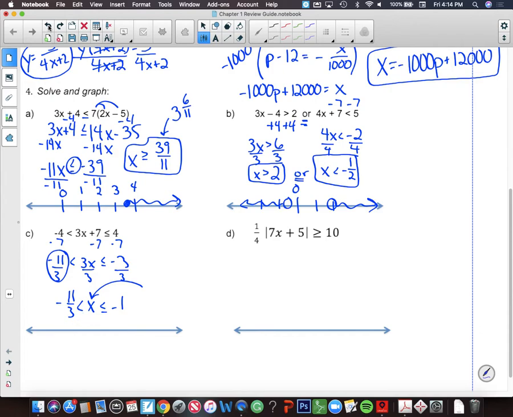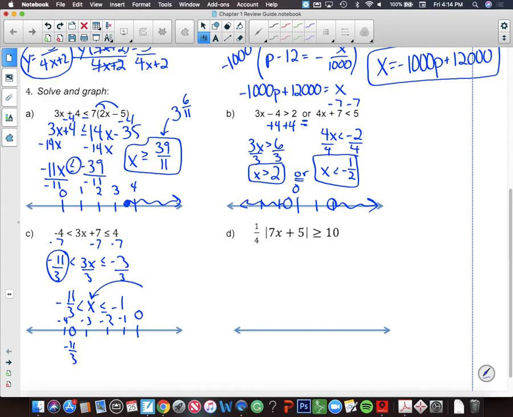Okay? So when we graph it, let's put a 0 over here, negative 1, negative 2, negative 3, negative 4. So negative 11/3, that's like 3 2/3. So that's going to be around here.